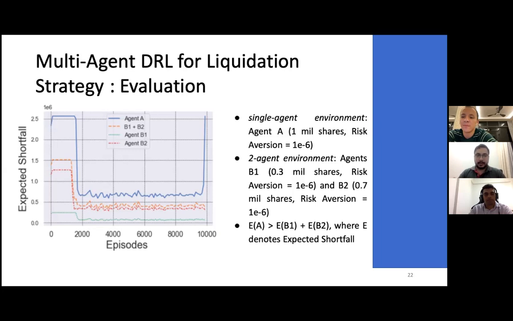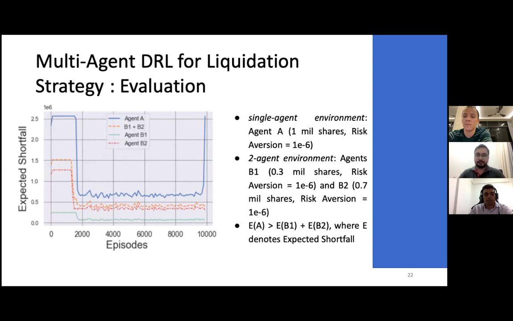In this setting, a single agent who had to liquidate 1 million shares with a risk aversion of 10 to the power minus 6 is compared with a two-agent environment where two different agents, one having 0.3 million shares to liquidate and the other having 0.7 million shares to liquidate. Both of them have the same risk aversion in this scenario. And one major assumption, which I thought would be a little different from a real world scenario, is that the risk aversion stays the same throughout the lifetime of the liquidation, which probably is not true in a real world scenario, because you would want to change your exposure.